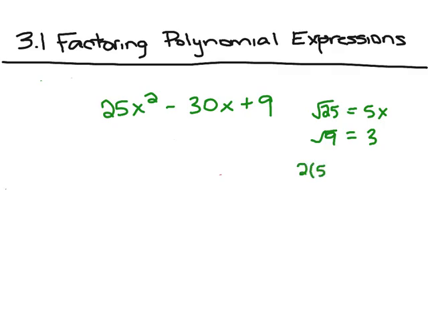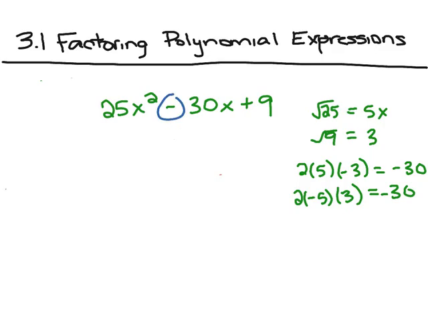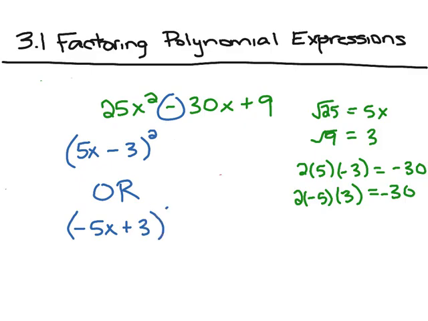And 2 times 5. Now, because 30 is negative, either 5 or 3 has to be negative to make negative 30. So it could be this, or it could be this. But both of them work, because 2 times negative 5 times 3 is negative 30, and 2 times 5 times negative 3 is negative 30. They're both negative 30. So that means we have two answers when this is negative, and it's going to be 5x minus 3 squared, or negative 5x plus 3 squared. So one of them has to be squared. So you have two possible answers for this one.